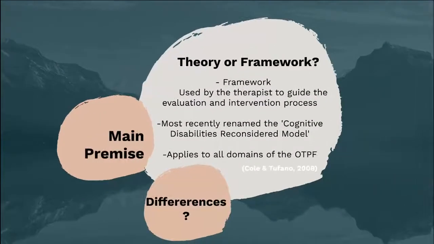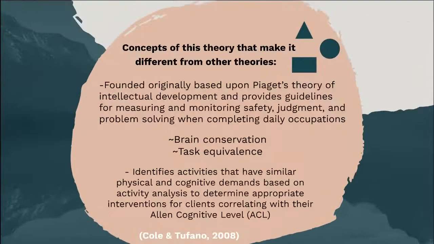What makes it different from other frameworks and models? It was originally founded based upon Piaget's theories of intellectual development and provides guidelines for measuring and monitoring safety, judgment, and problem solving when completing daily occupations. It uses the concepts of brain conservation and task equivalent to identify activities that have similar physical and cognitive demands. Based on this, we can determine the appropriate interventions for clients correlating with their Allen cognitive level, or ACL.